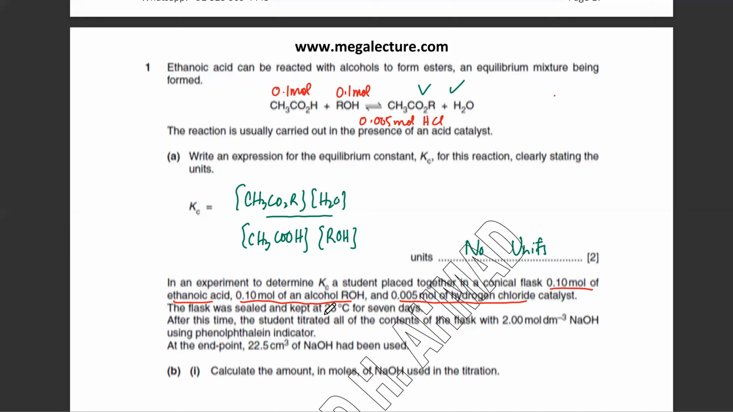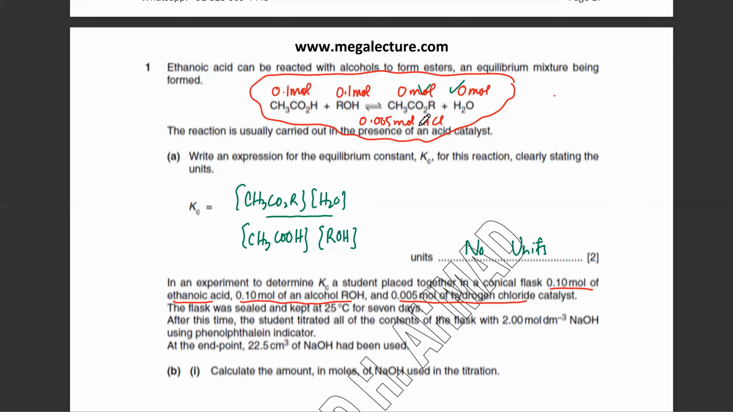So the flask was sealed. Initially there is no ester, there is no water. Now he takes this container, seals it up and keeps it for several days at 25 degrees centigrade. After this time, the student titrated all of the contents of the flask with 2 mole per dm cube NaOH. Whatever is present in the mixture, there would be some ester formed, some water molecules formed, the amount of alcohol might decrease, the amount of carboxylic acid might get used up, and there would be some HCl.